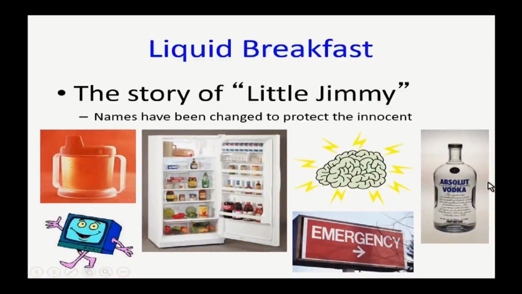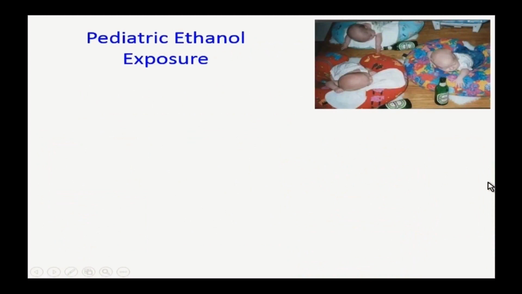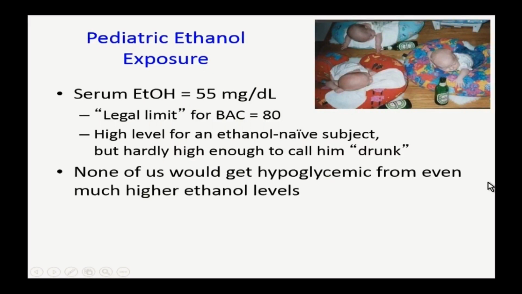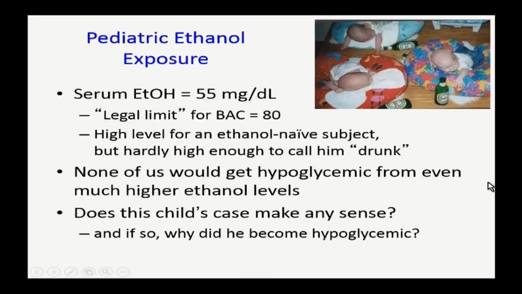So they checked the kid's serum ethanol level. His serum ethanol level was 55 milligrams per deciliter, whereas the legal limit, as I told you before, is around 80. So that's certainly a high level for someone who's never drunk ethanol before, but it's hardly enough to call him drunk. And you or I getting that drunk, we wouldn't become hypoglycemic from even much higher ethanol levels. So what is it that's happening here? Does this kid's case make any sense? And if so, why was it that he became hypoglycemic?